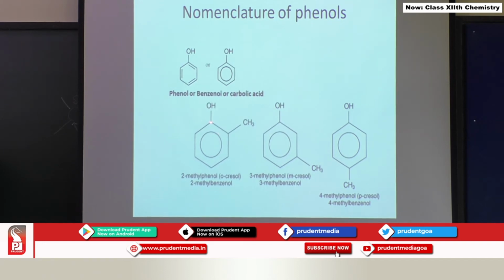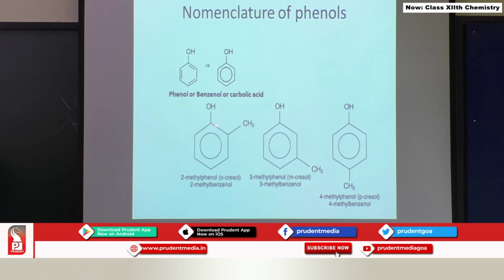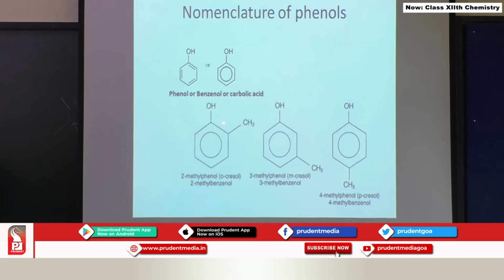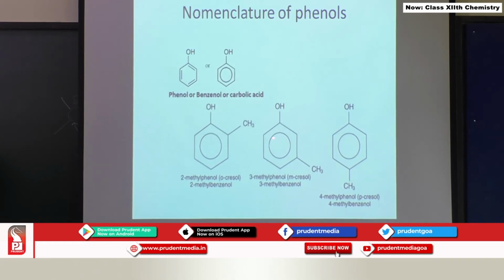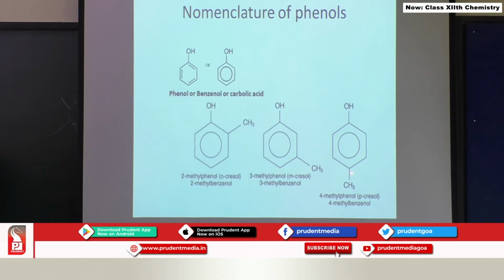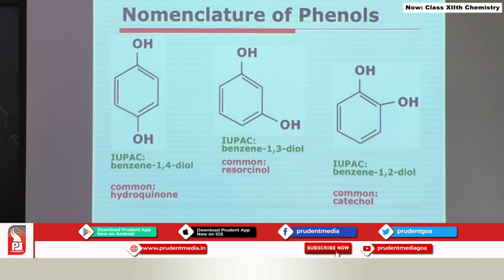So, if you see the common names of these compounds, this will be called ortho-cresol, 1,2 position. This will be called meta-cresol and this will be called para-cresol. If you want to write their IUPAC names, then this will become carbon number 1, carbon number 2. So, this is 2-methyl phenol or 2-methyl benzenol. This is 3-methyl phenol or 3-methyl benzenol. This is 4-methyl phenol or 4-methyl benzenol. Let us go ahead with the nomenclature of phenols.